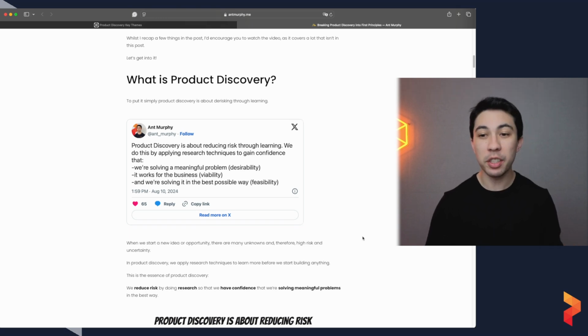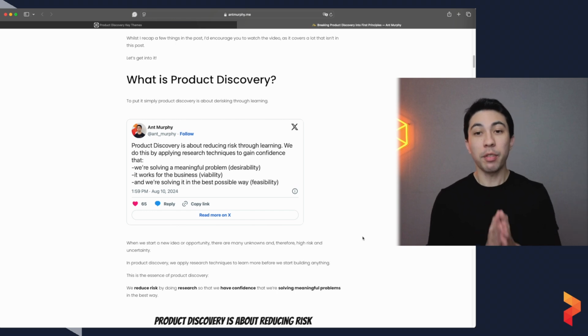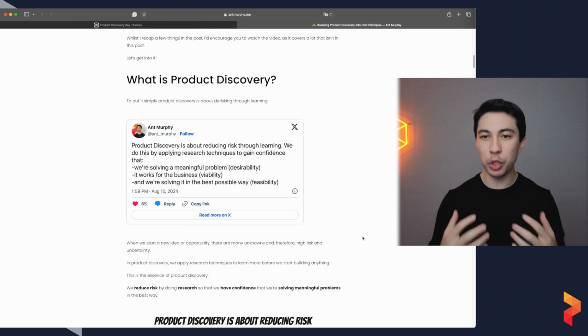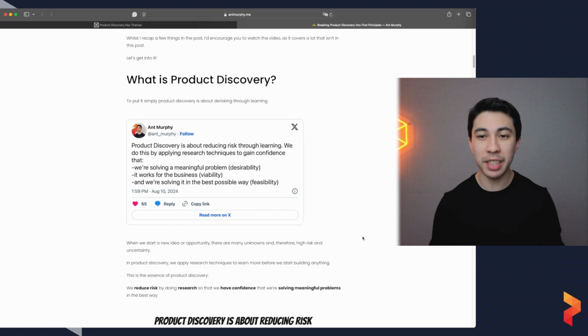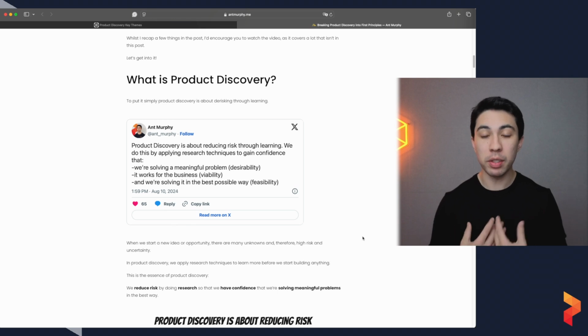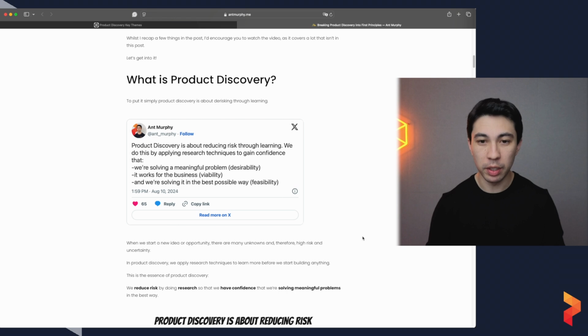But as a definition, this is how I like to frame product discovery. I frame product discovery as reducing risk. It is the act of reducing risk through learning. We do this by applying research techniques to gain confidence that we're solving a meaningful problem, that is desirable, that it works for our business, that is viable, and we're solving it in the best possible way. So I want to tie a few things together here.